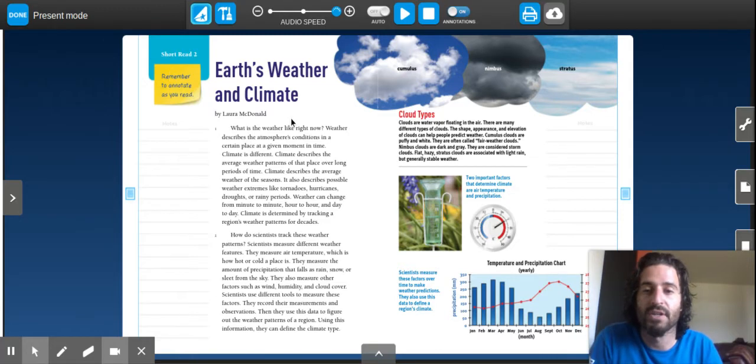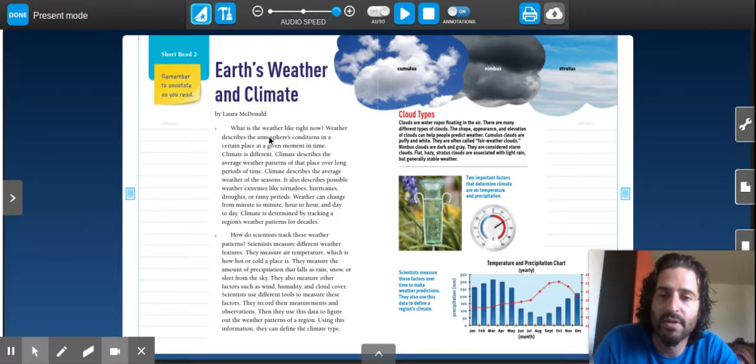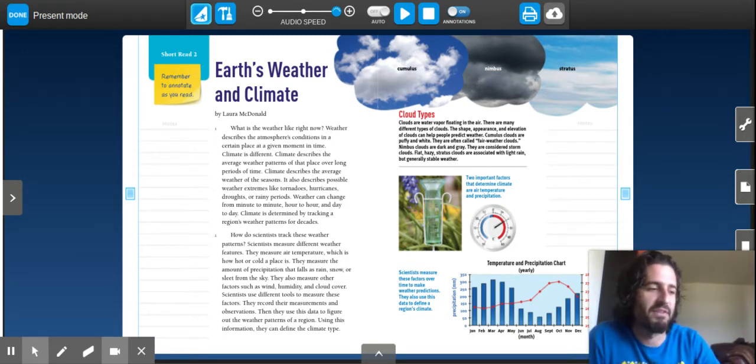You're first going to want to read through it and circle any words that seem important. First one right here, weather. That's going to be an important word. And when I read this first sentence, what is the weather like right now? Weather describes, and we're going to stop right there because describes is a big context clue. That means that the definition is going to come up. We know when we hear something describes, they're going to give us the meaning of it.